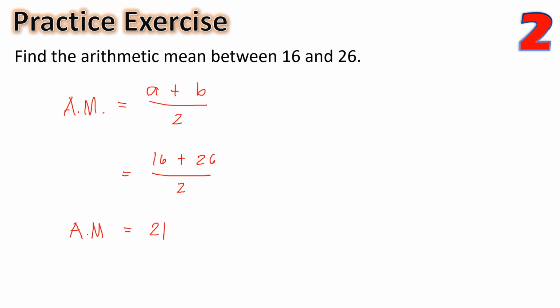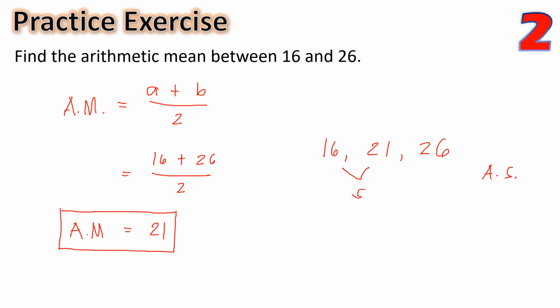If 21 is the arithmetic mean between 16 and 26, 16, 21, and 26 must form an arithmetic sequence. And for an arithmetic sequence, we must have a common difference. Let us try and subtract. 21 minus 16 is 5. 26 minus 21 is 5. Therefore, we have a common difference, that is 5. Our answer is correct.